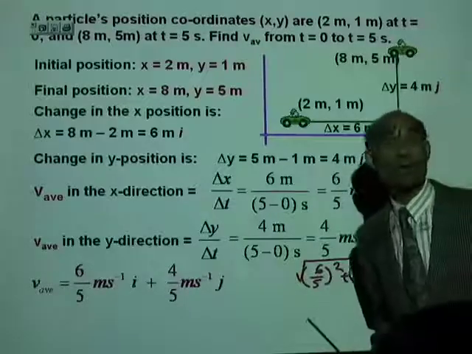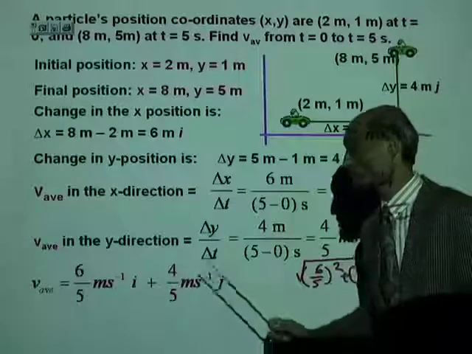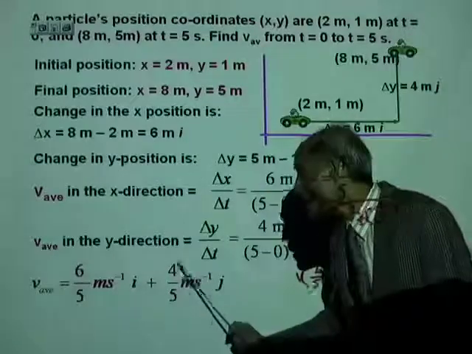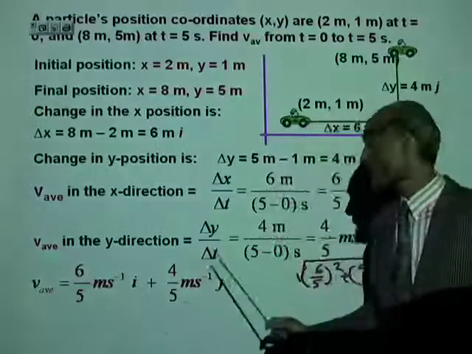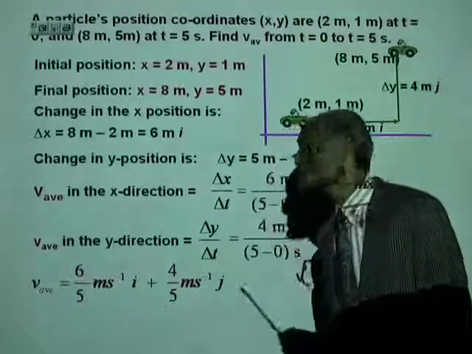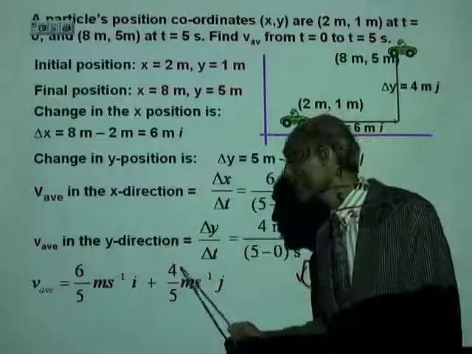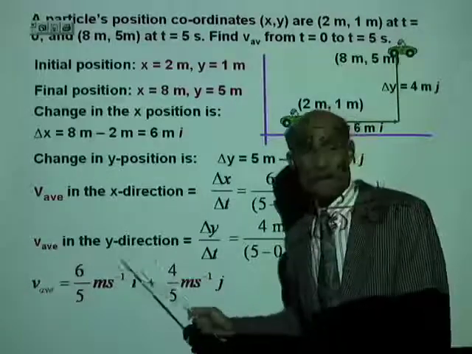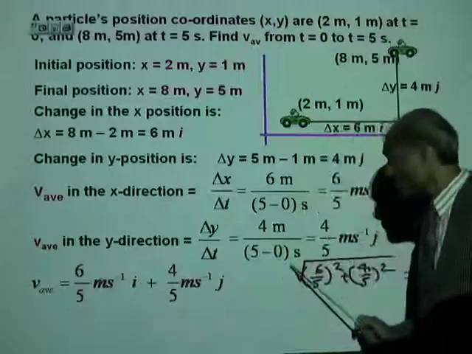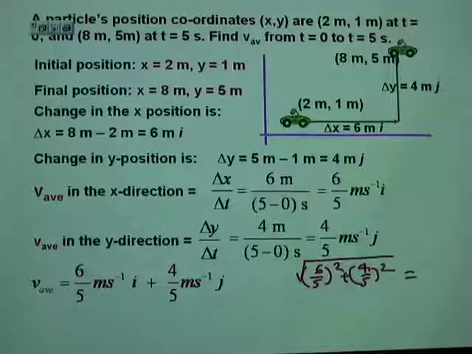And what will be the angle of the resultant, the average velocity? The angle will be tan inverse of y over x. Tan inverse of 4 over 5 divided by 6 over 5. And that will be tan inverse of 4 over 6. Alright, find that angle on your own. You can express this in terms of magnitude-angle form.